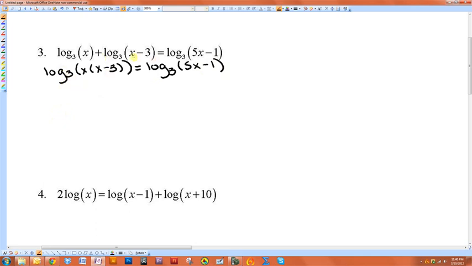Now when you have two logs set equal to each other with the same base, then that means the stuff inside of each has to be equal, otherwise these two things would not be equal to each other. So that means x times x minus 3 has to equal 5x minus 1. So the hard part of this one is that we're going to have to actually use the quadratic equation because it's non-factorable.